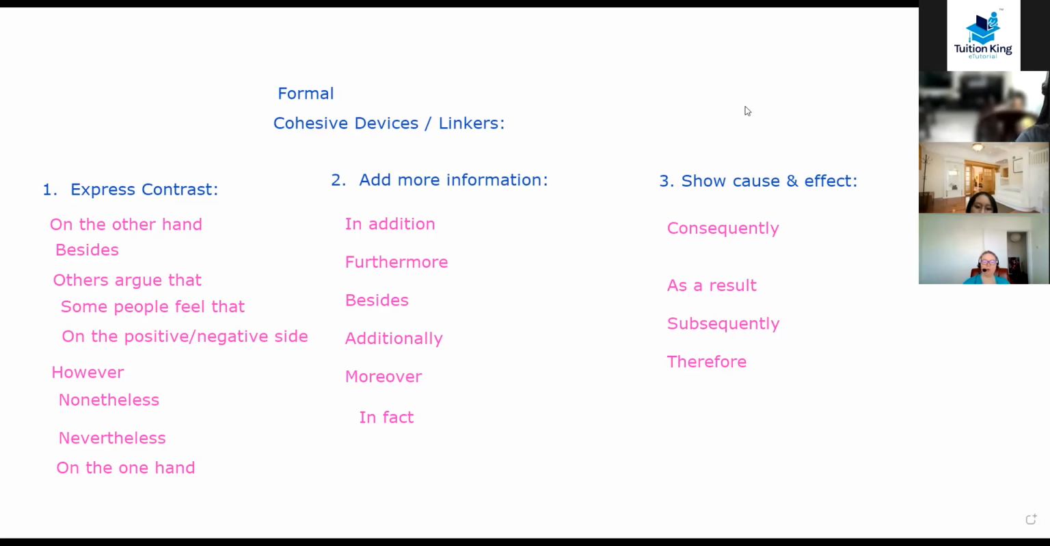Accordingly, no, Ashman. Accordingly, it does not show cause and effect. Accordingly is an adverb. It's not a linking device.